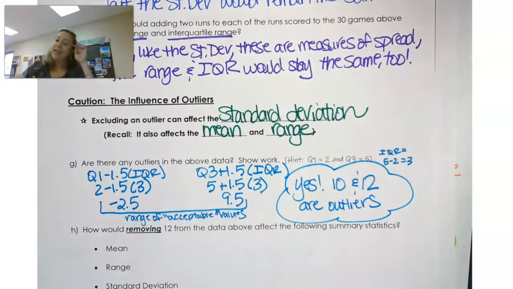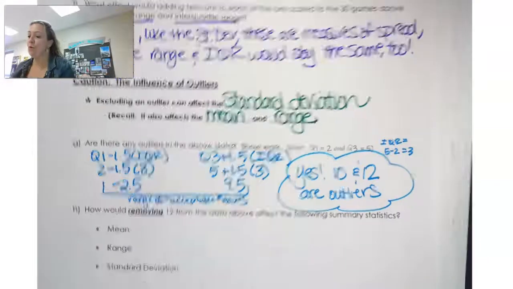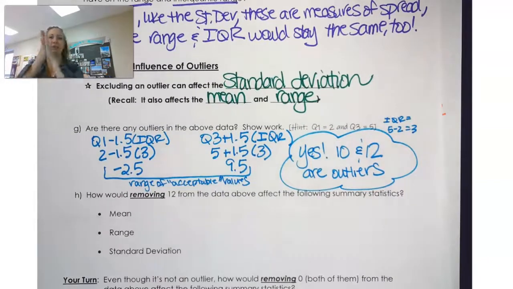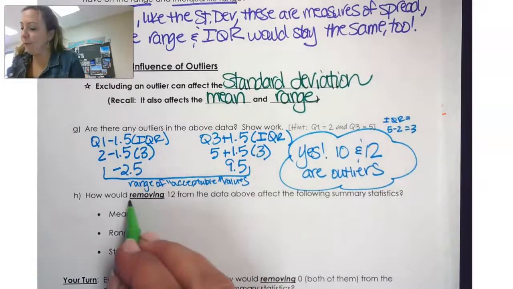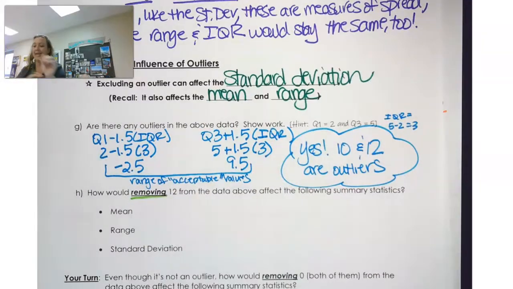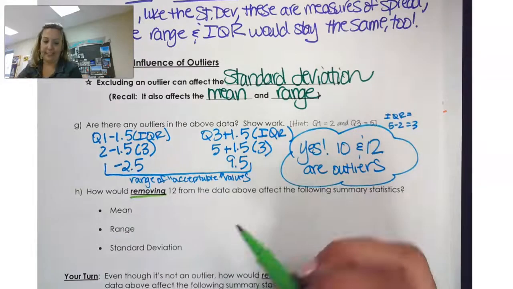So now that we know that, let's say that in one of the games, something happened and they decided that it was a mistake. This is different, and on the last page what we did is we were inserting different values. On this question, what we're actually doing is we are removing values. How would removing 12 from the data affect the summary statistics?